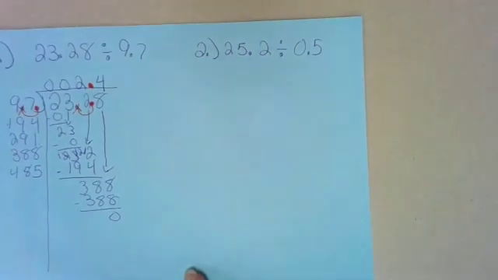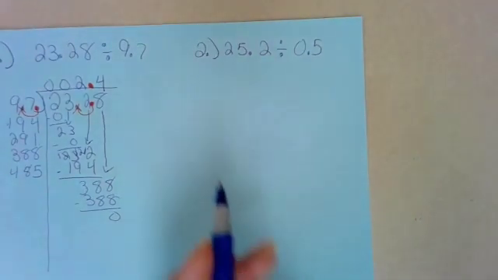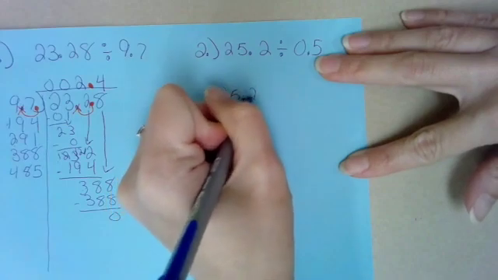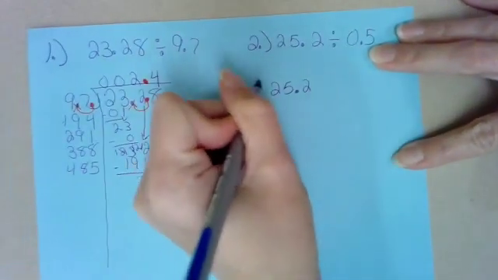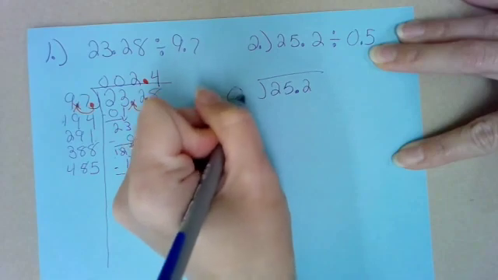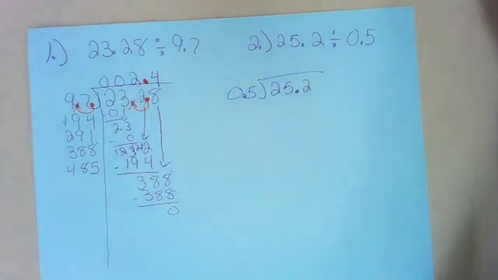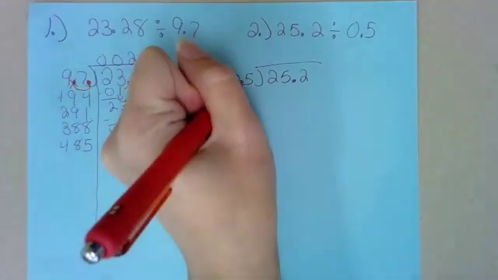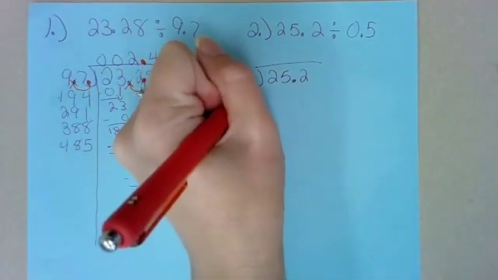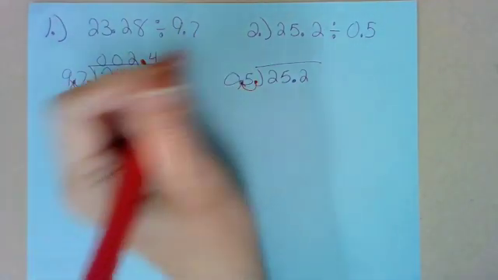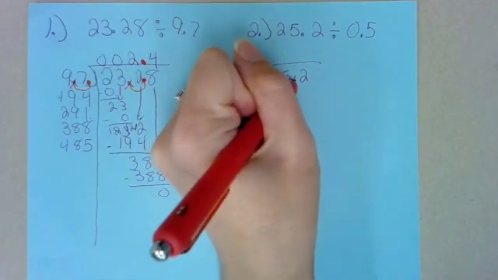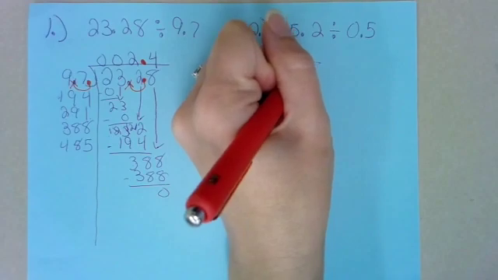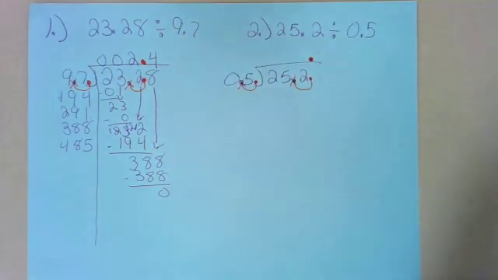Our next problem, we're going to write using the division box. 25 and 2/10 divided by 5/10. We have a decimal in our divisor, so we move it to the right to make it a whole number. We moved it one time, so we move it one time in our dividend, and then we put it straight up in our quotient and forget about it.